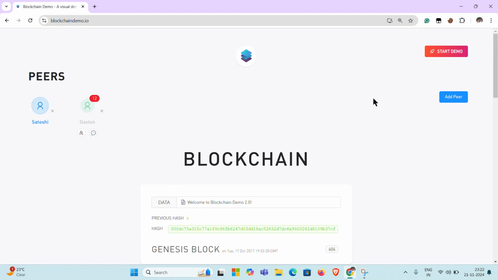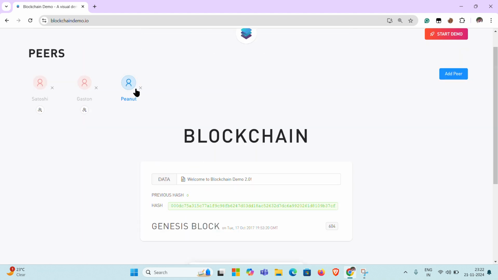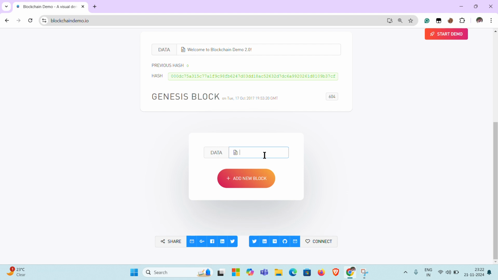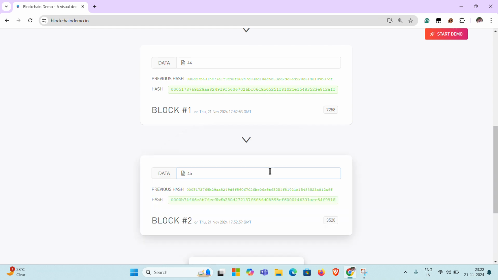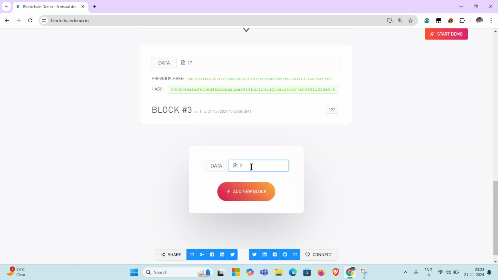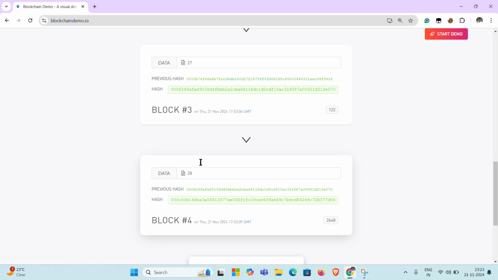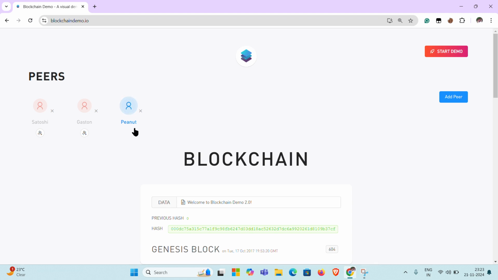Suppose I add another peer, initially PNet. You see, PNet has only one block. Why? Because this initial block is not connected to any other block. Now you want to add some data. Suppose 44. Another block with data 45. Another data 57. Another data 28. Now you see four blocks are created by the PNet.